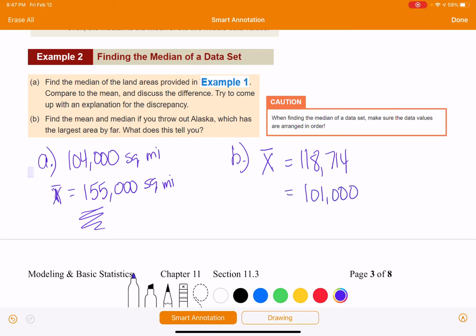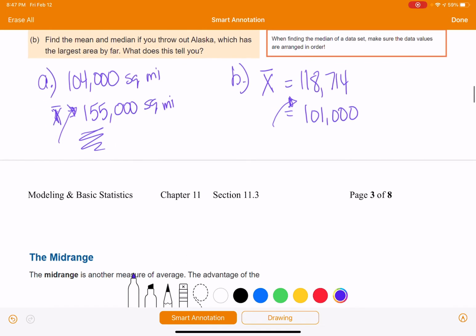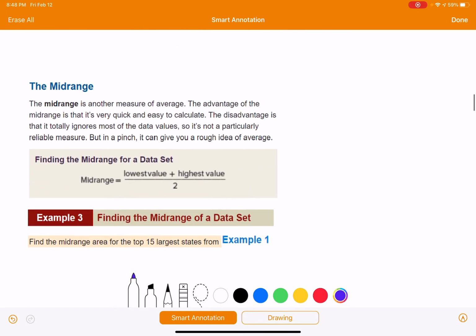Okay, so as we can see, this is a lot closer. That's a lot closer than these two were when we had Alaska in there. So that big state was throwing off our numbers. All right. Next, we have the mid-range.